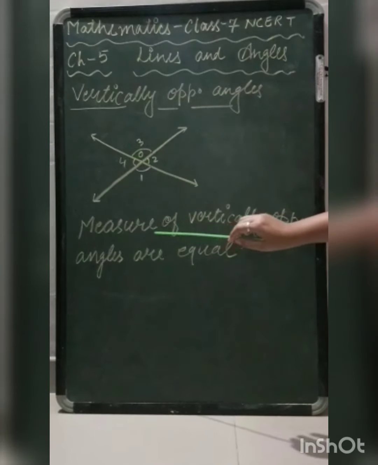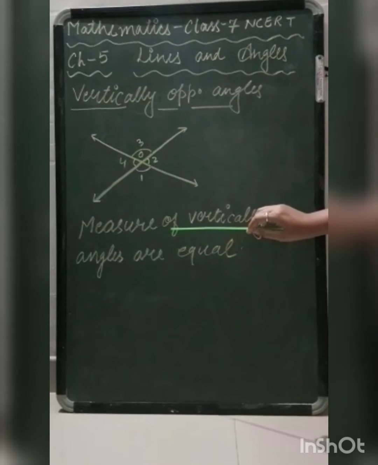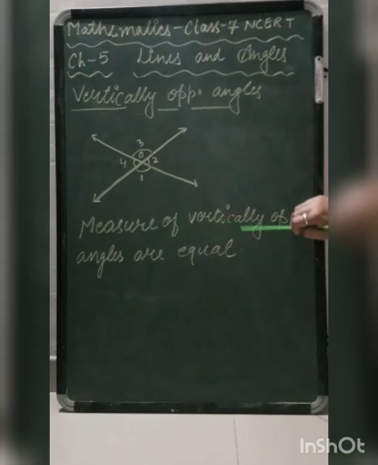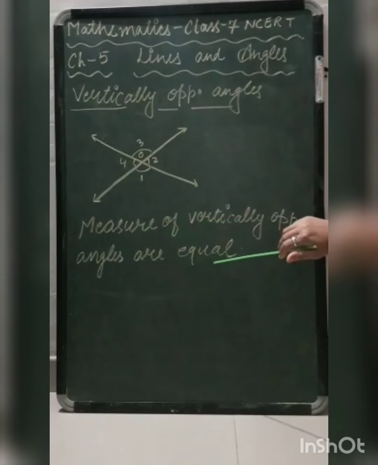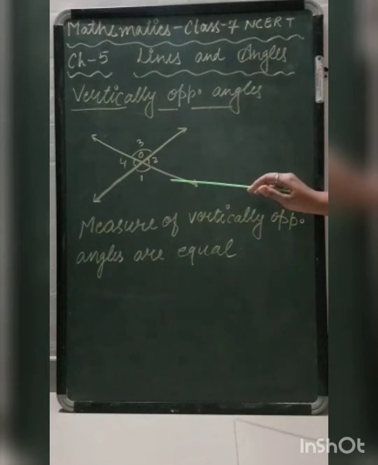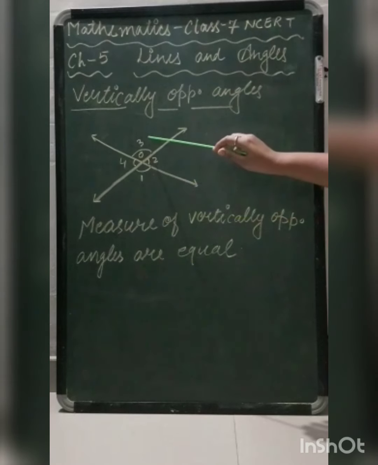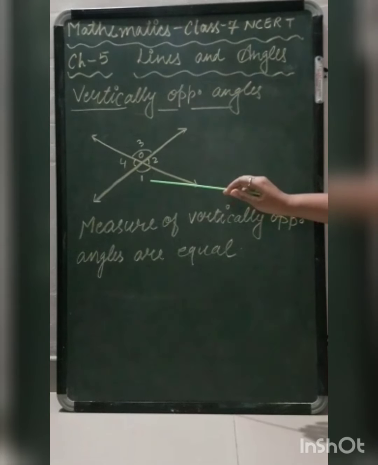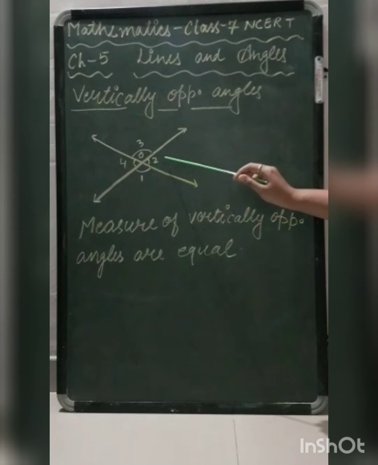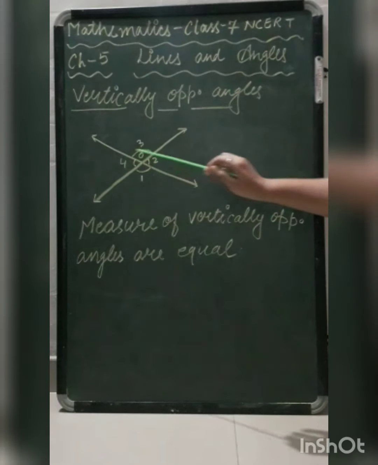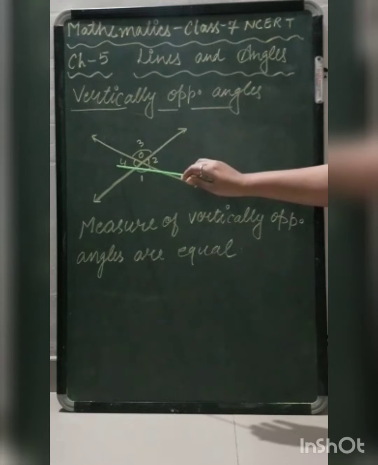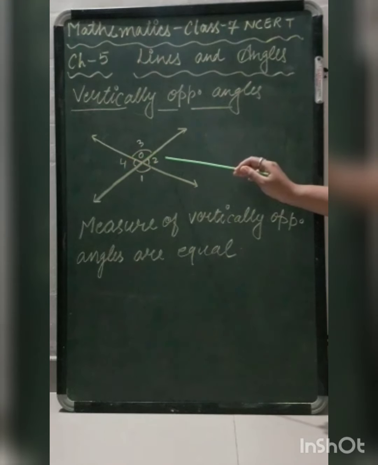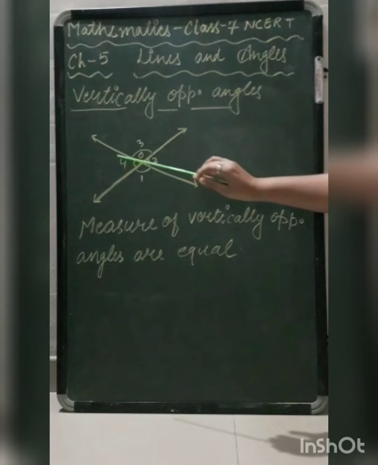Now one more point I just want to explain to you. The measures of vertically opposite angles are also equal. Let's suppose I have given you the measurement of angle 3 as 120 degrees. So on the basis of this, the measurement of angle 1 is also 120 degrees, right? And the measurement of angle 2 is equal to the measurement of angle 4. Let's suppose I have given you the measurement of angle 2 as 60 degrees. So the measurement of angle 4 is also 60 degrees.